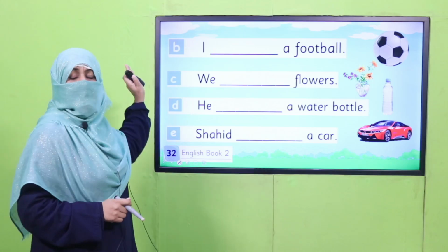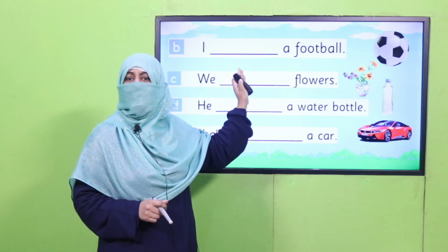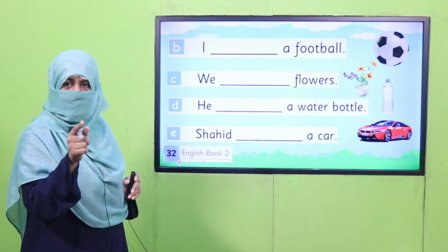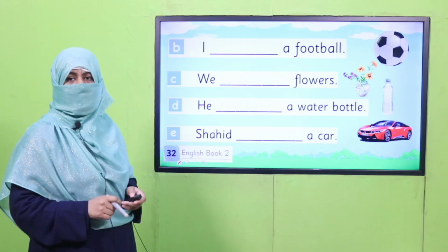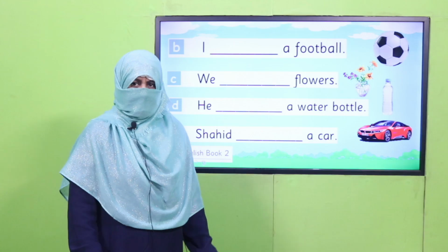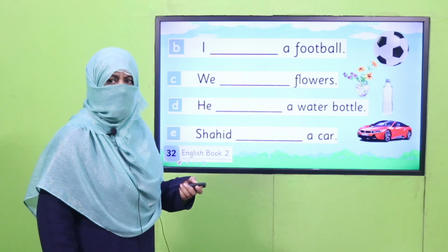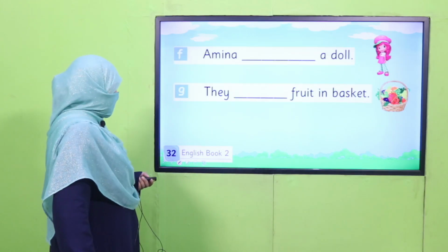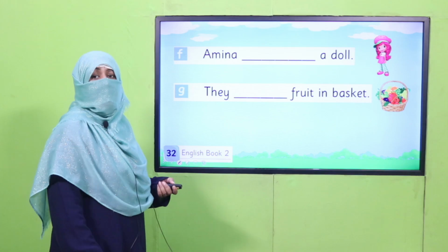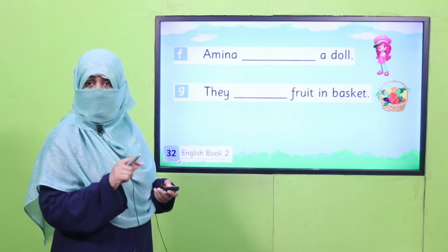Look at the picture, read the sentence and fill in the blank by using has or have. So be careful. Pause the video and complete these sentences. Yes, my dear children, are you done with it? Very good. These all sentences were there on page number 32. You've practiced it. Now you understand where to use has and have.